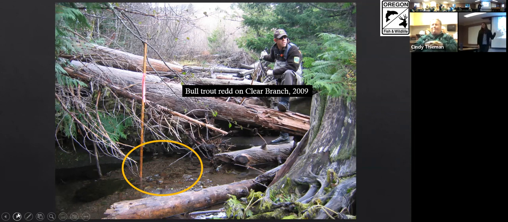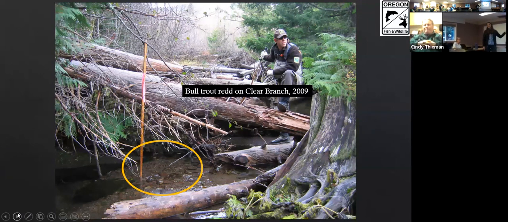So anyway, that's what we're looking for when we're doing spawning ground surveys, and what spawning ground surveys entail is just walking the stream, whether it be once or multiple times a week, and documenting the number of those reds that we're observing.